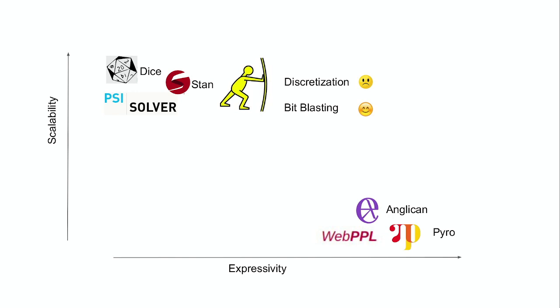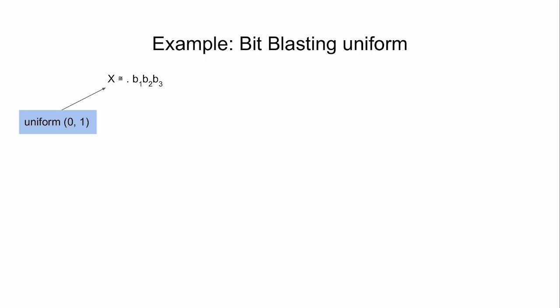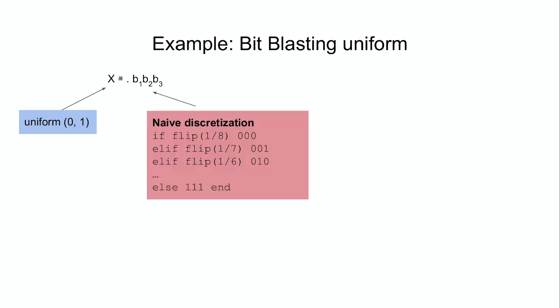We can do bitblasting. Let me explain bitblasting with the help of a simple example. Imagine that we have a continuous random variable x, which has a uniform distribution in the unit interval. Now you want to approximate it with a discrete distribution over fixed point numbers, and fixed point numbers have a fixed bit width. So let's take the example that it's 3 bits wide. Now a naive discretization strategy would be that you assign 1/8 probability mass to each of the values. But this might not scale well as you increase the number of bits.